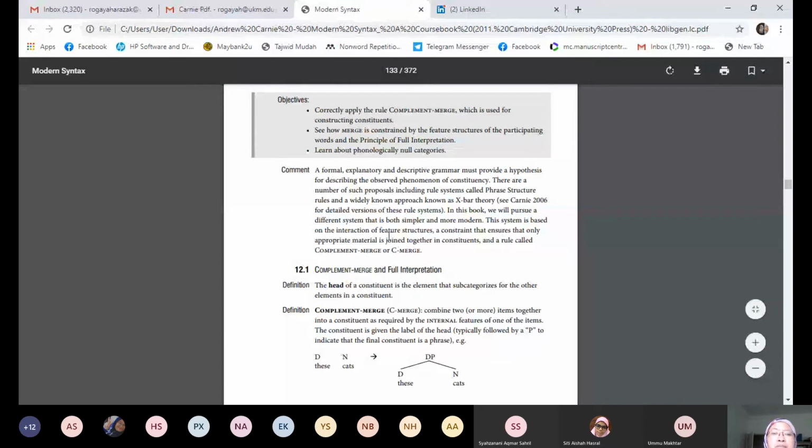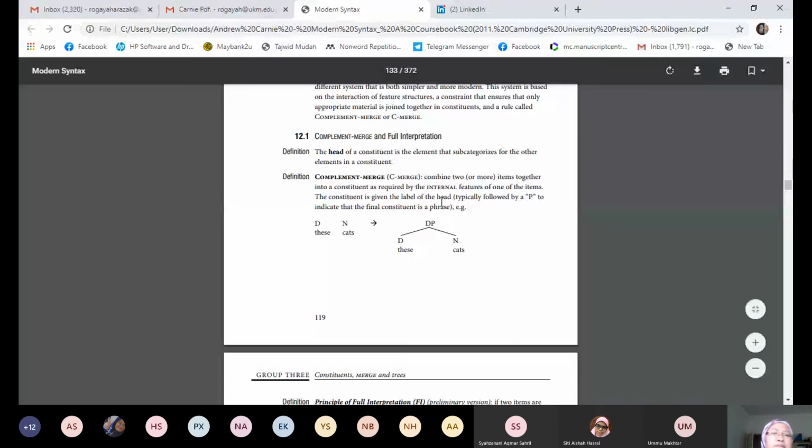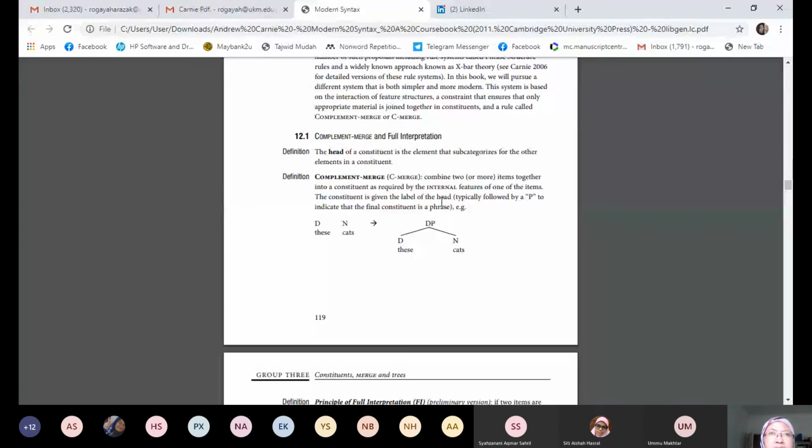So this system is based on the interaction of feature structures. Feature structures are the subcategorization structures, a constraint that ensures that only appropriate material is joined together in constituents, and a rule called complement merge or C-merge. So we're going to look at the complement merge. It's just like, I like you, you like me, we merge, just like that, you know.